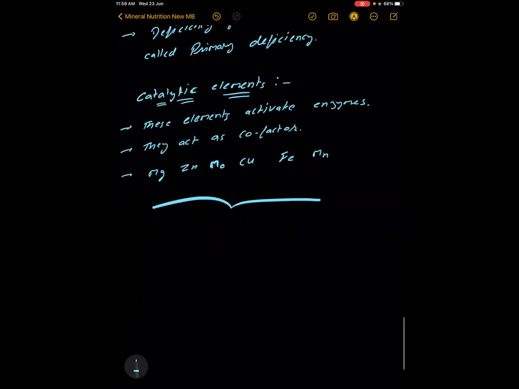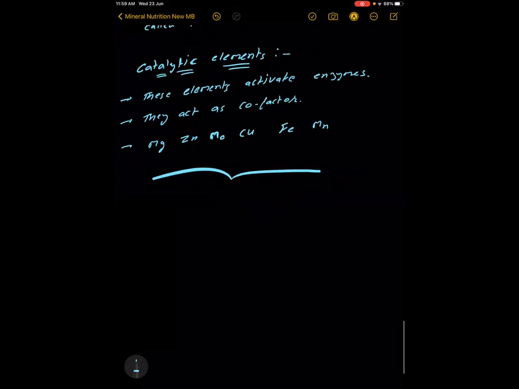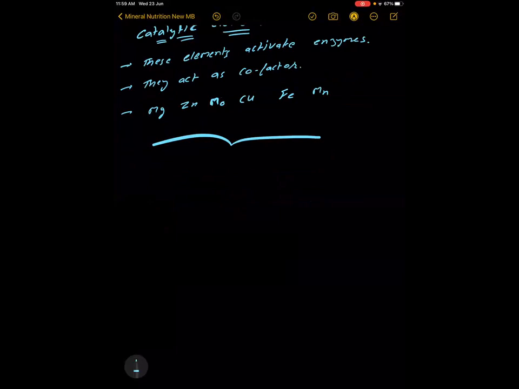Next are the functions of elements and their deficiency. Two main points: functions, or importance, you can say. First of all, we'll start with nitrogen.